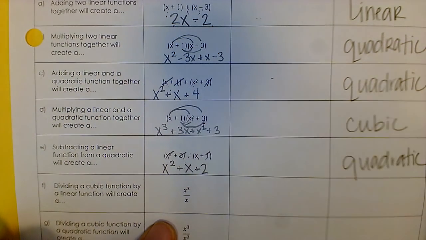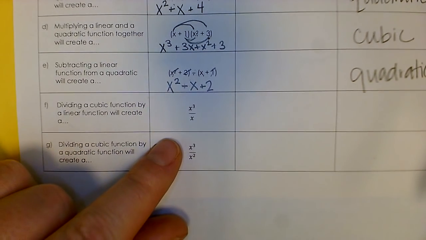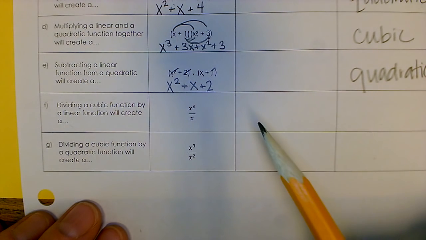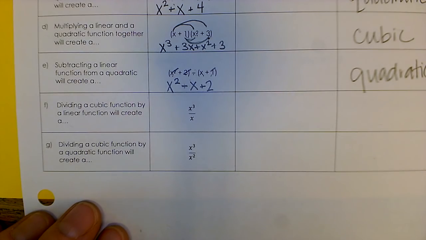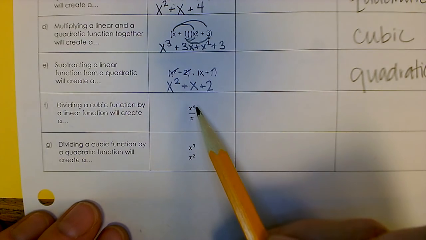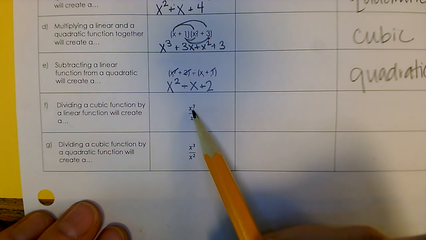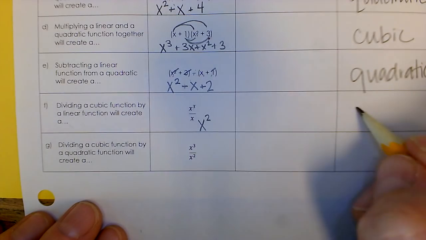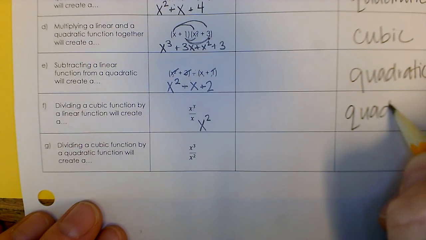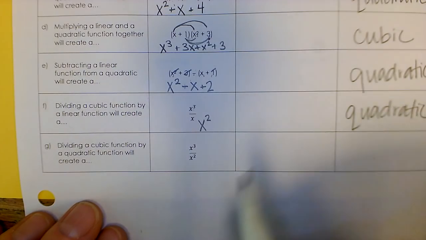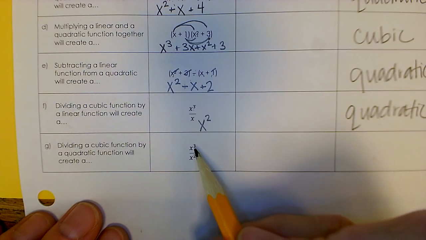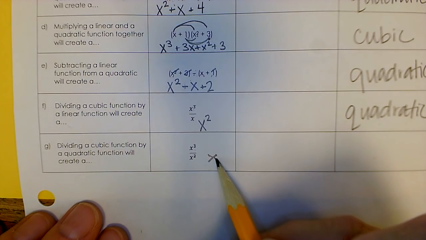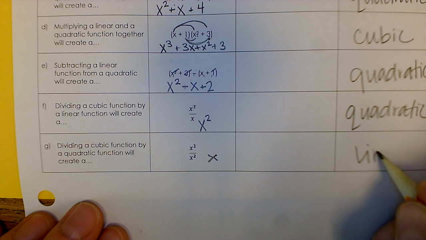Okay? So now let's look at dividing. These are simple division, so it's not too extreme. If I'm dividing a cubic function and a linear function, it'll create a, take your guess. Remember, when you divide, you subtract exponents. So 3 minus 1 gives me 2, so it's x squared, which is quadratic. Then here, 3 minus 2 is 1, which gives me just x, and that is linear.